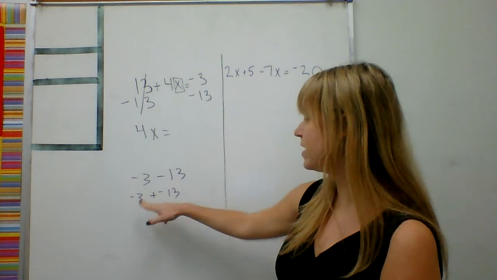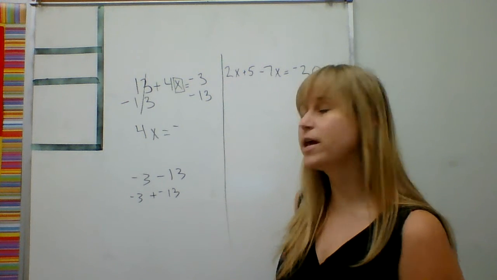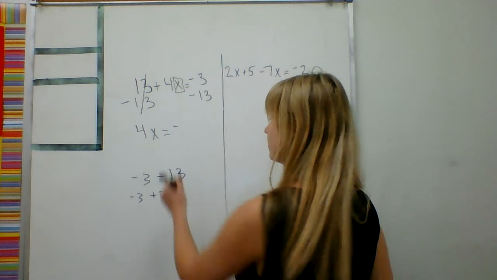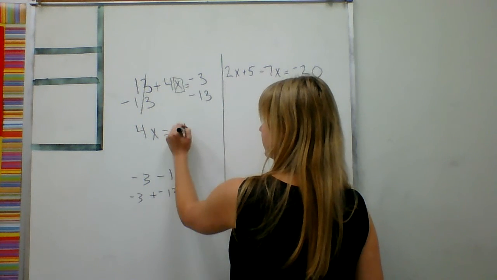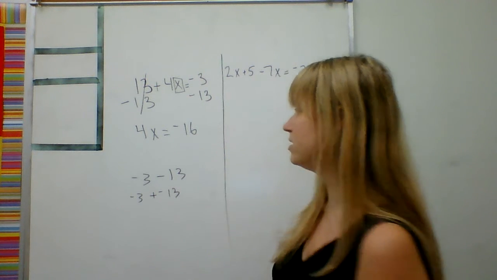So that tells me my answer has to be negative because I have two negative numbers, and I'm adding them together because I have same signs. I have two negatives. So 13 plus 3 is 16. 4x is equal to negative 16.